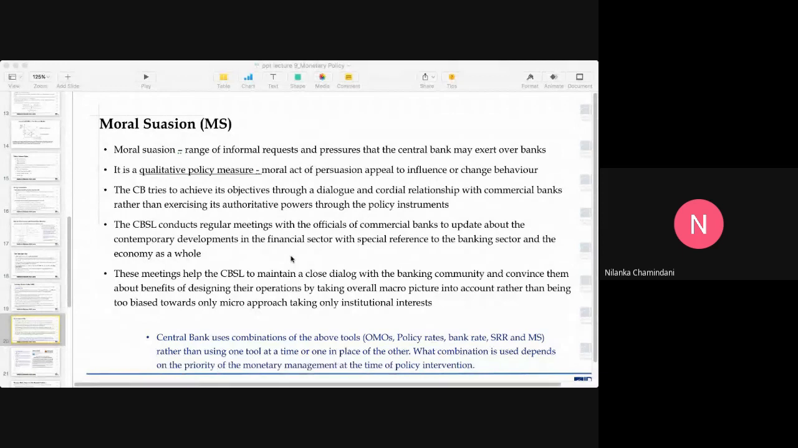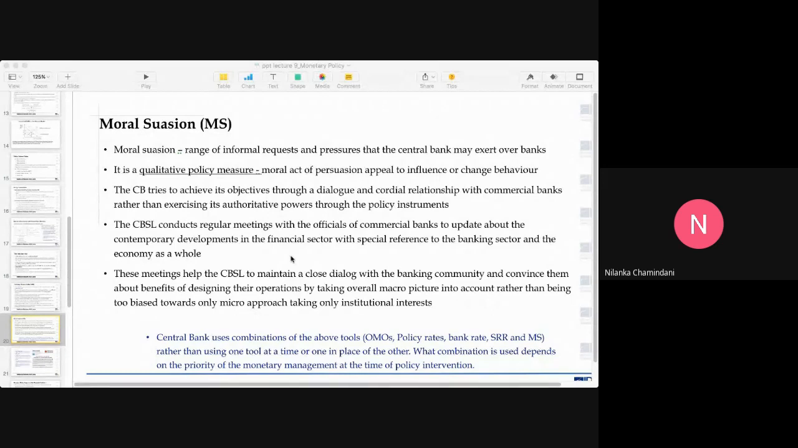And one more thing, when the central bank wants to increase the level of rupee liquidity in the market, it can do it by intervening in the foreign exchange market as well. How? When the central bank buys dollars from the foreign exchange market, it injects rupees into the market. It is also one way.